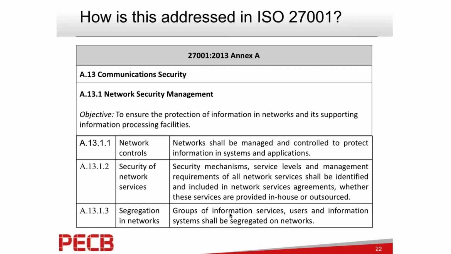13.1.3, segregation in networks. We have a dedicated control for segregation in networks. It simply states that groups of information services, users, and information systems shall be segregated on networks. And as you all know, the word shall means it's a must. It's something you must be doing in your network.